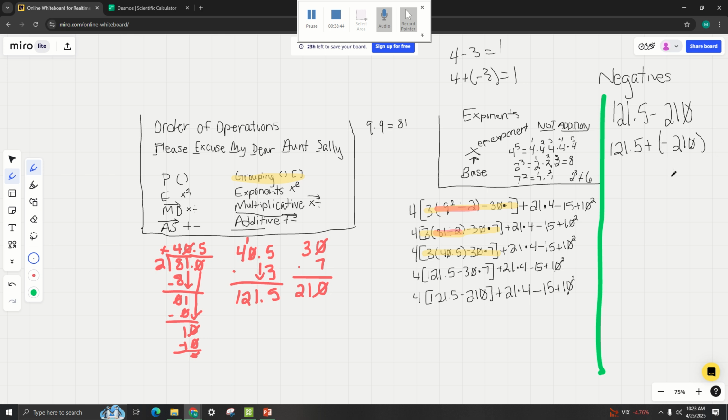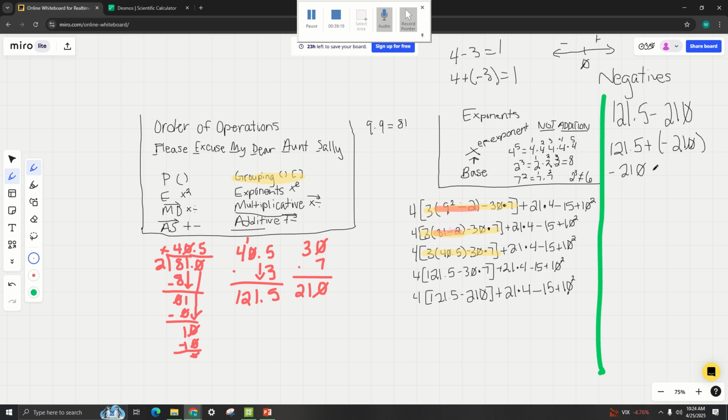negative number, it's less than 121.5, right? Because if I have a number line here, here's my 0. To the right is positive numbers, to the left is negative numbers. As I move to the left, my numbers get smaller in value, so negative 210 is less than 121.5. But if I look at this part right here, it's bigger than 121.5, right? And that makes my math a little bit more tricky. So what I can do is use the commutative property of addition.